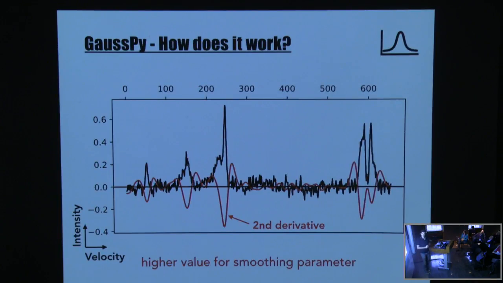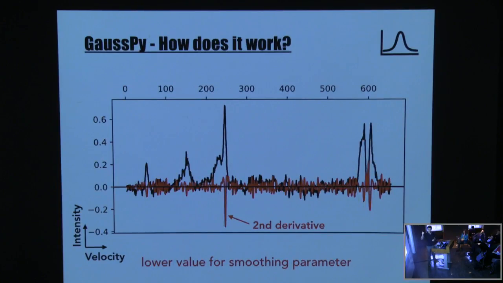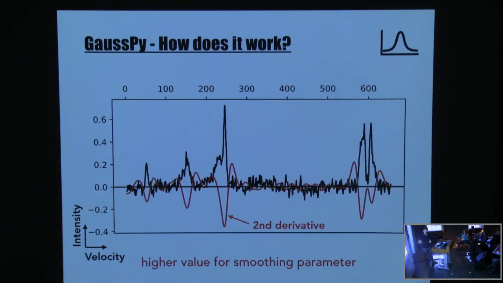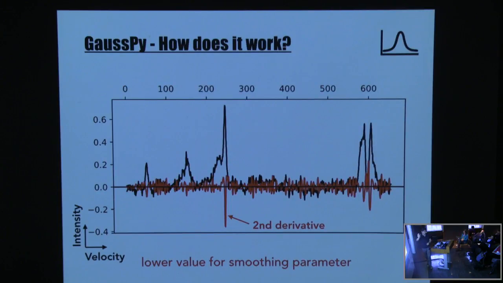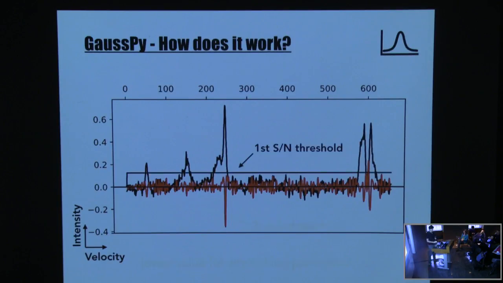So in red, I plot here the 2nd derivative of this very spectrum. And in this case, we use the higher value for the smoothing parameter. In comparison, this would be a lower value. And you see immediately the difference. So here we are more sensitive to these broader structures, and we don't really care about the noise. Here we get the thinner structures, basically the narrower components, but we also have the noise wiggle still there. But let us go with this one and see how GaussPy proceeds.